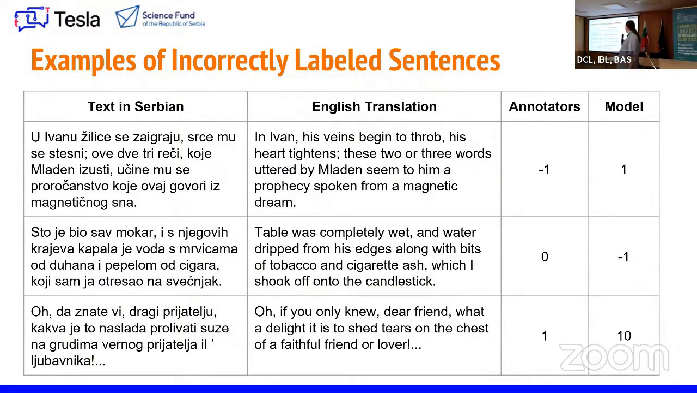First is where the human annotators have marked it as negative, and our model has marked it as positive. This is all from the best model, from the first prompts. "Even his brains began to throb, his heart tightens. Those three words uttered by Mladen seemed to him as a prophecy spoke for a magnetic dream."